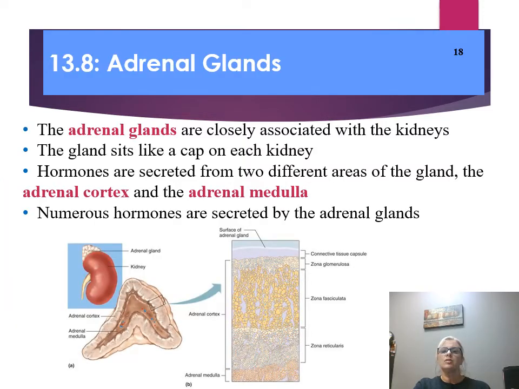So the adrenal glands are pretty closely associated with the kidneys, and what that means is they are kind of attached to or sitting on top of the kidneys. It's kind of like a little cap. Hormones are secreted from two different areas of this gland, the adrenal cortex and the adrenal medulla. Numerous hormones then are secreted by the adrenal glands, but we've got to remember we have those two sections here. We've got the cortex, and that's going to be right here, the outer portion, and medulla, think middle. So medulla is in the middle.